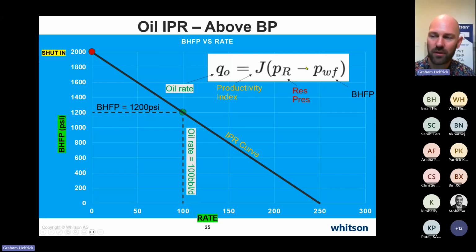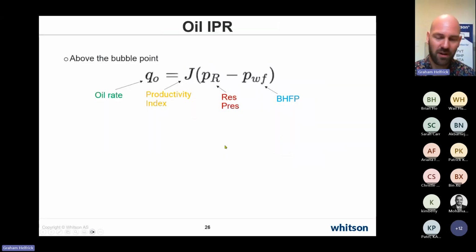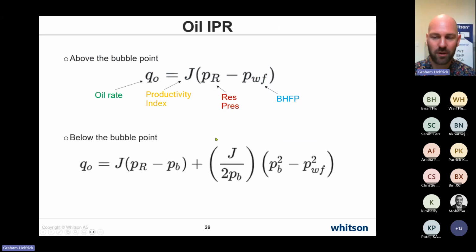So now we're able to change what this flowing pressure is, predict different drawdowns down in the well, and we can predict how that rate will change. This is the whole point of an IPR curve. Now, the reason this line is so straight is because oil is not very compressible, and so that's why we get a nice linear relationship. But once we drop below the bubble point, it gets a little bit more complex.